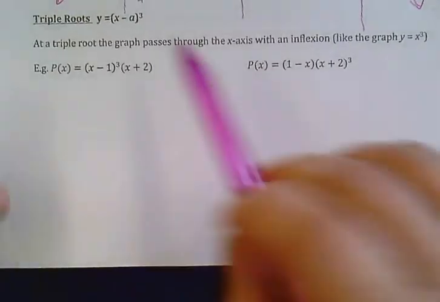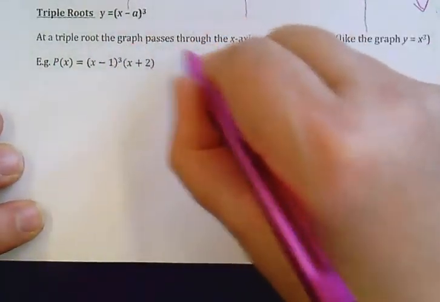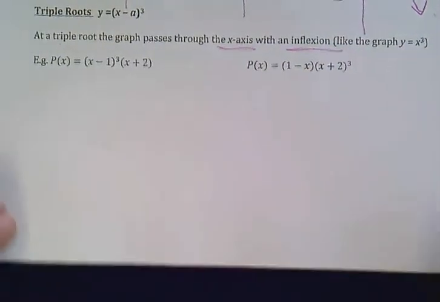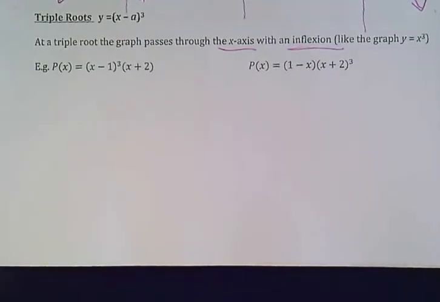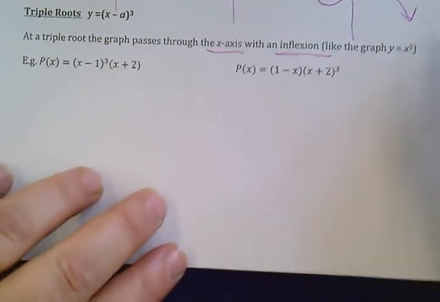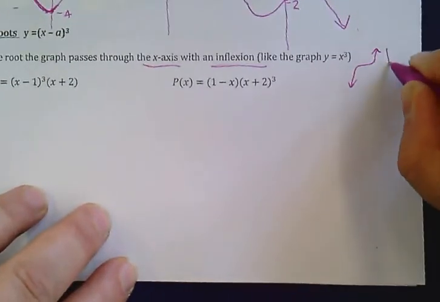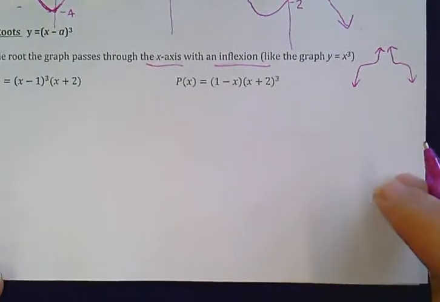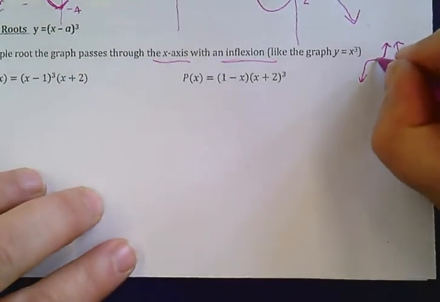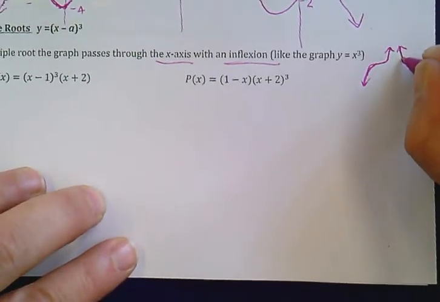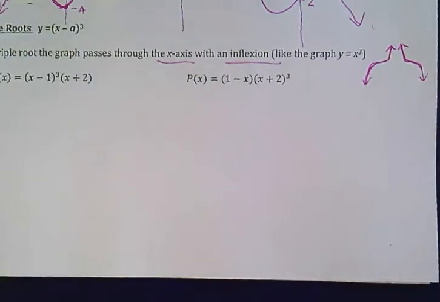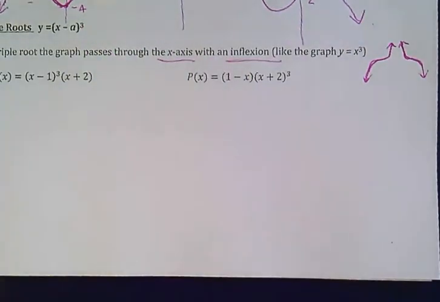Now, triple roots. At a triple root, the graph passes through the x-axis with an inflection. An inflection is the shape that you see on the graph y equals x cubed. This is an inflection, I'll show you. Like that. That's an inflection, or this way. That's what it'll look like. It'll have that little bit of a horizontal bit through like that. The graph goes like this, so it doesn't bounce. It's a triple root with power of 3. You know how your basic x cubed graph looks like that? It looks like the x cubed graph passing through the root, either the positive x cubed graph or the negative x cubed graph.